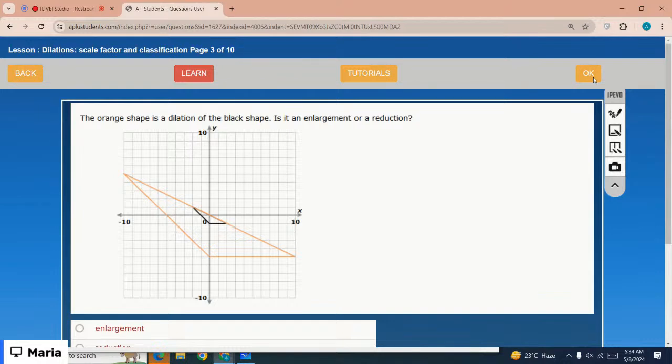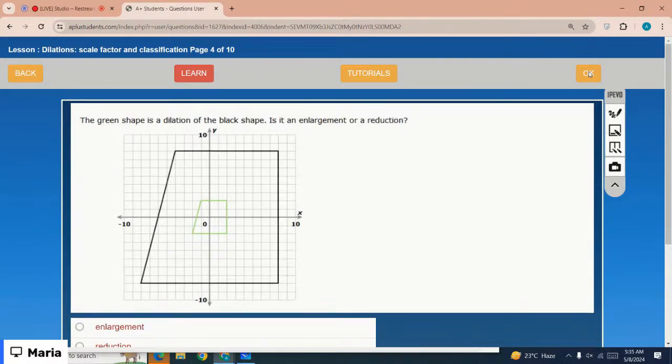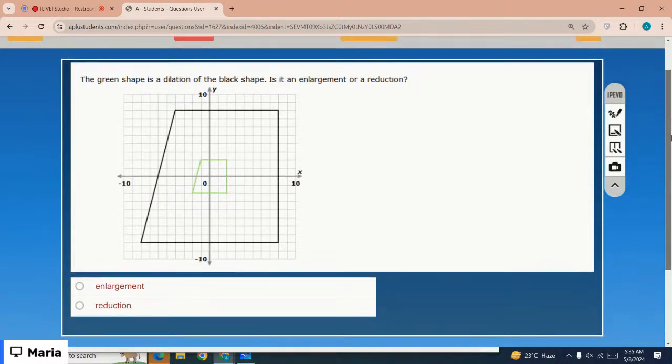That is an enlargement. The correct option is enlargement. The green shape is the dilation of the black shape. Is it enlargement or a reduction? That is enlargement.